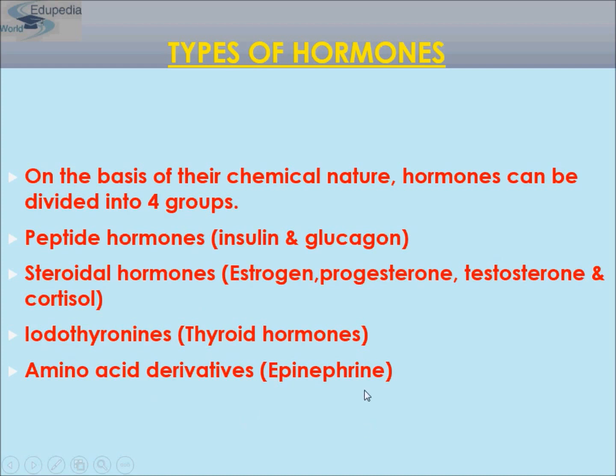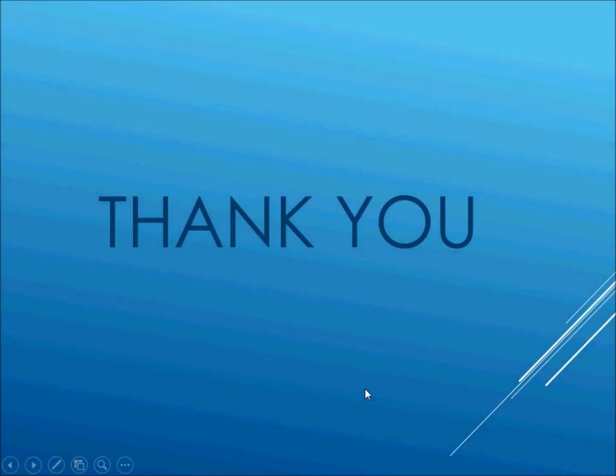Okay, so this was all about the mode of hormone action through membrane bound receptors and mode of hormone action through intracellular receptors. And this comes to an end of the chapter chemical control and coordination.